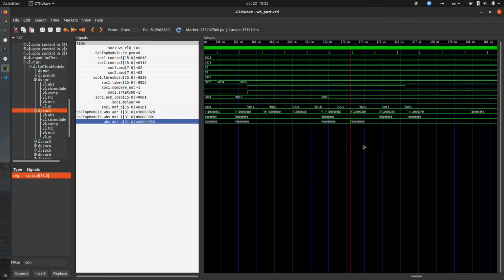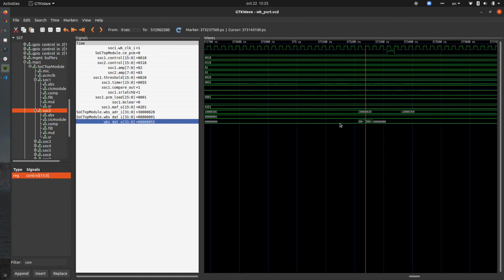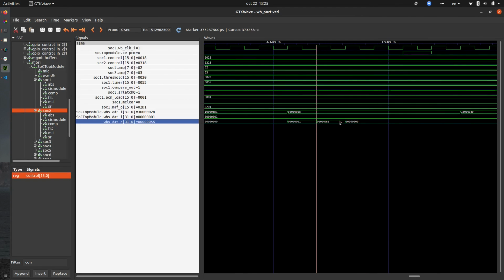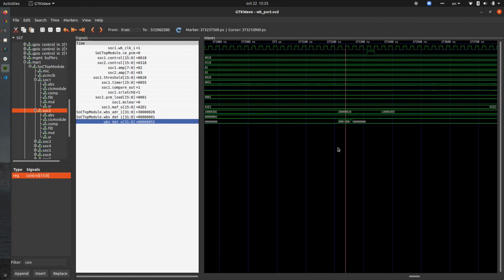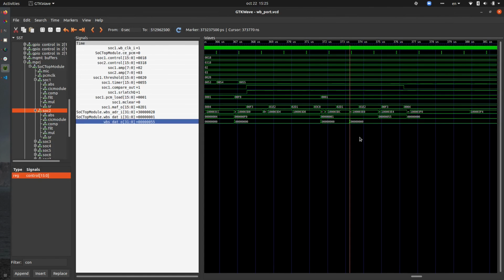Let's also see that the timer data is sent as output by the Wishbone bus. There is a time difference between the moment the timer value is captured and the moment it's sent. This is because of the delay time of the instruction fetch. This shows that the behavior of the circuit is correct.